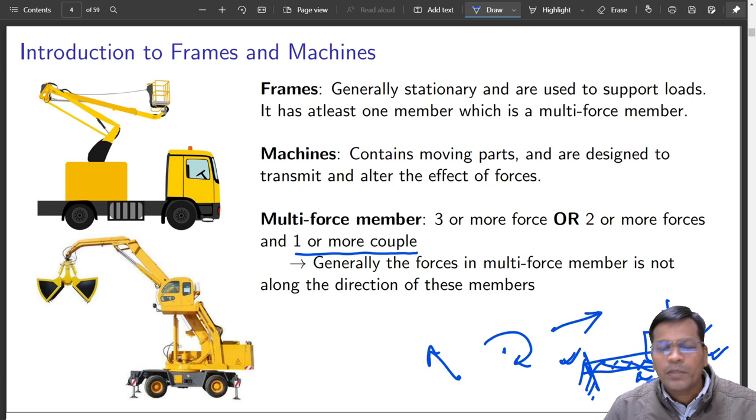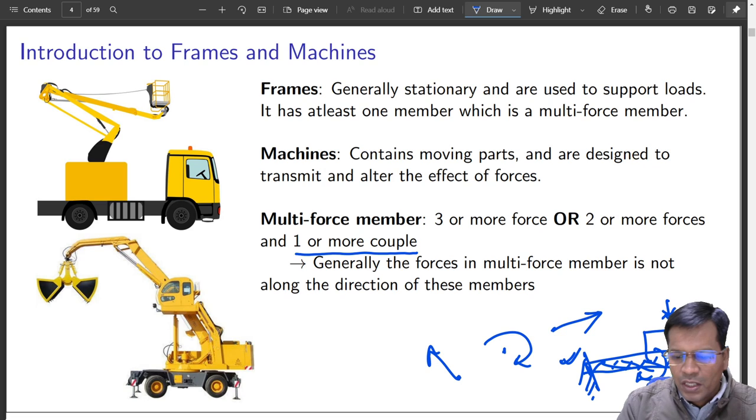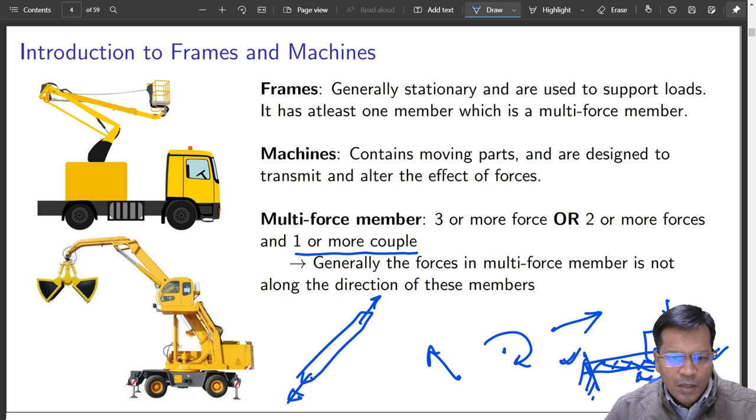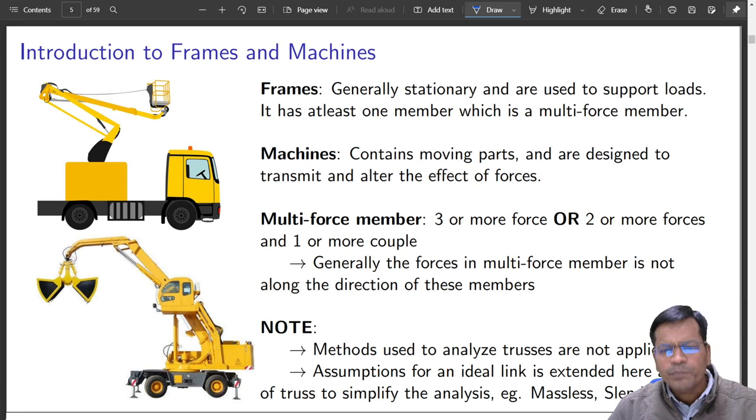Generally, the force in the multi-force member is not along the direction of those members. That means earlier we saw the forces were along the member. So this is not generally true in case of multi-force members. Few important notes which are there: the methods generally used to analyze stresses, how we analyze stress, method of joints, method of sections, may not be applicable here. This is very, very important.